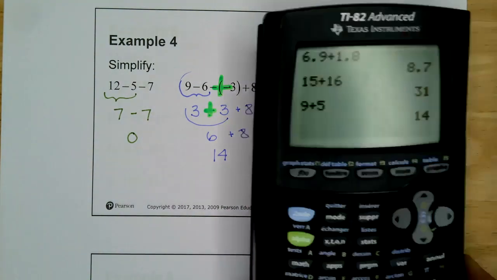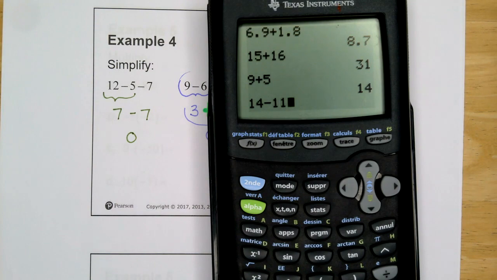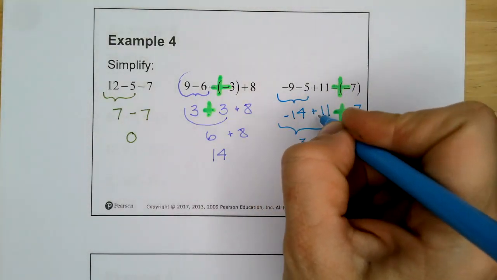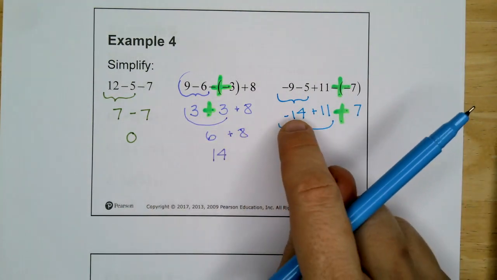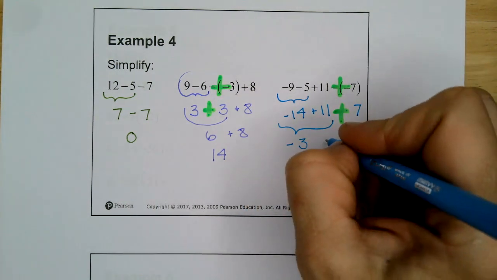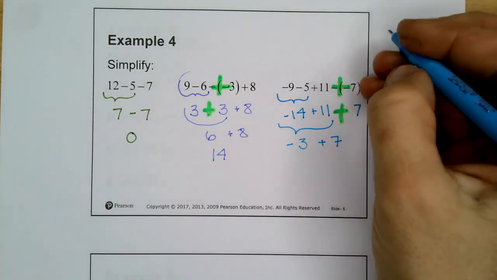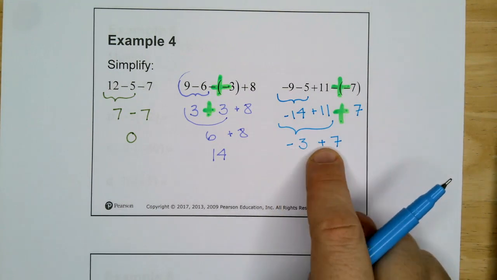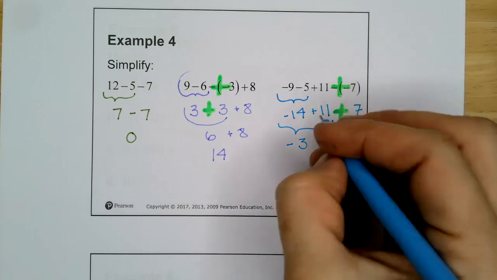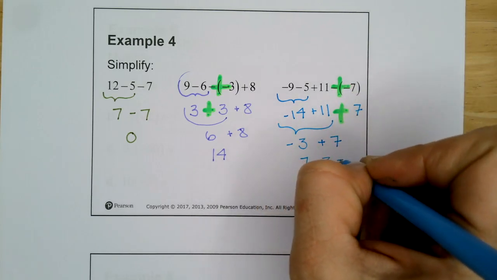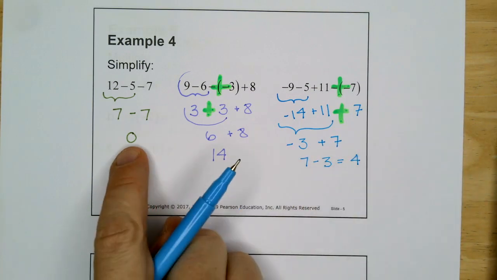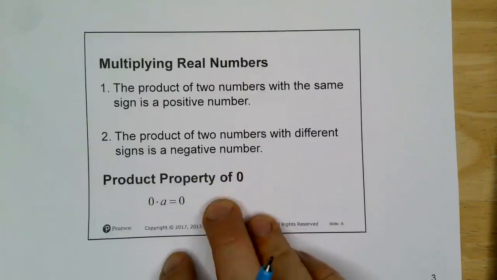-14 and 11, they are different signs. So we want to take 14, subtract 11, we get 3. Okay. If they have different signs, you subtract them. If they have the same signs, you add them. 14 minus 11 is 3, but the 14 was a negative, so it's going to be a -3. Again, we have different signs. A -3 and a 7, but in this case, the 7 is the bigger absolute value. So 7 minus 3 is 4. The 7 was positive, so the 4 is positive. So we have a 0, a 14, and a 4.